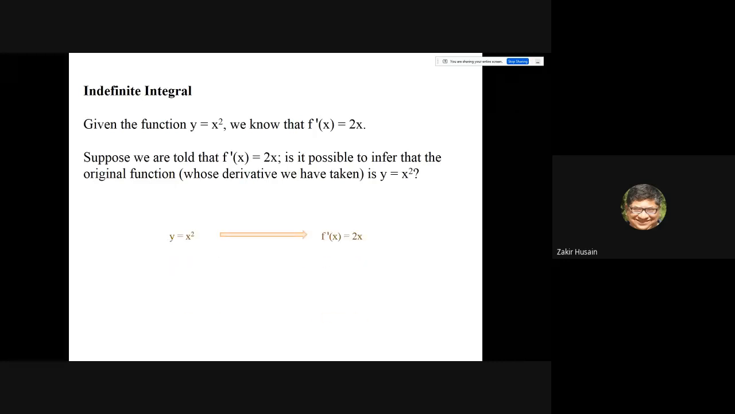And the answer is that, so you can see that we are moving from the function to the derivative in the earlier semester. Now we are moving back. And the answer is that to some extent we can. Why? Because x square and x square plus c, when c is a constant, both have the same derivative, which is 2x. So that means we can recover the original function, but only up to a certain point.